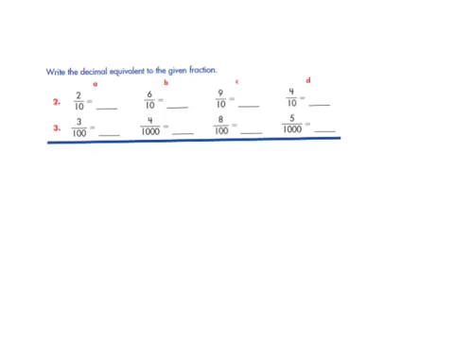All right, let's take a close look. 2/10 would be 0.2, 2 being in the tenths place. 6/10, 0.6, 6 being in the tenths place. 9/10, 0.9, 9 being in the tenths place. 4 tenths, 0.4, 4 being in the tenths place. Those ones are pretty easy. These next ones get more difficult.